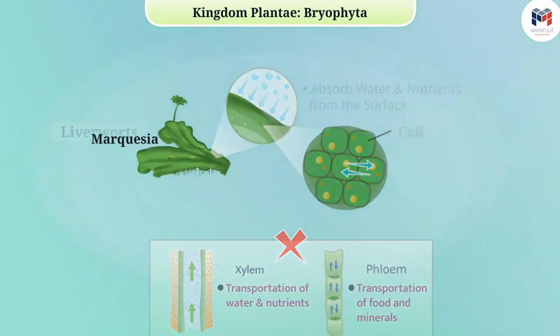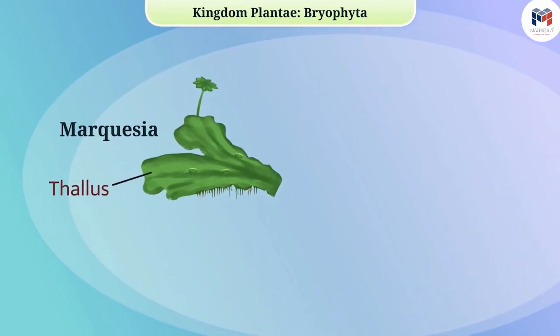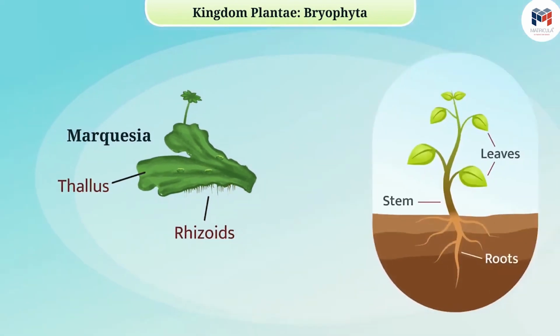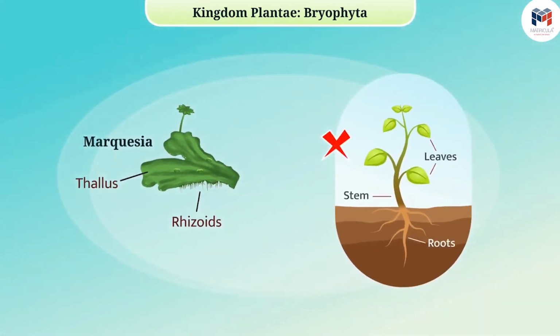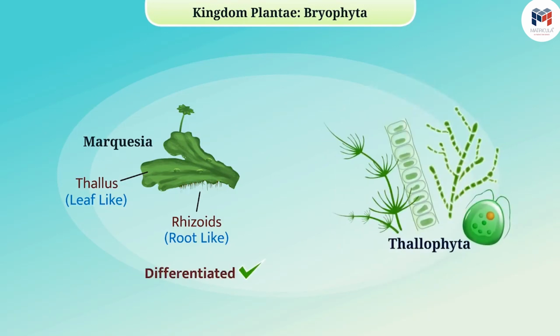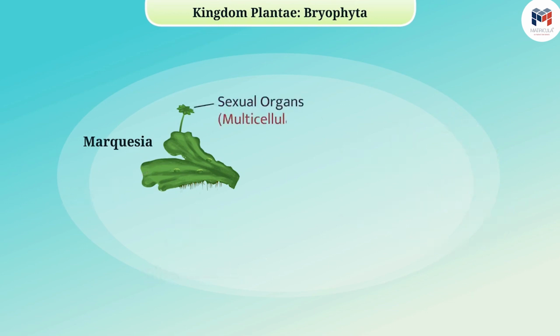Their body is like a thallus and is straight. They are attached to the substratum by unicellular and multicellular rhizoids. They do not have developed structures like roots, stem and leaves, but they have similar structures, so their bodies are more differentiated than Thallophyta. In these, sexual organs are multicellular.